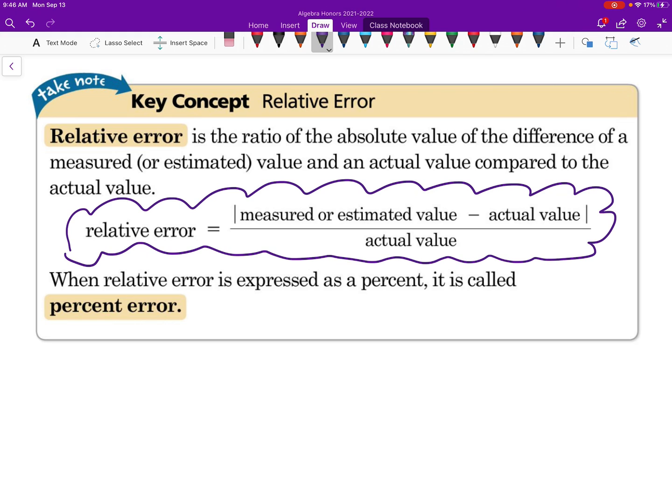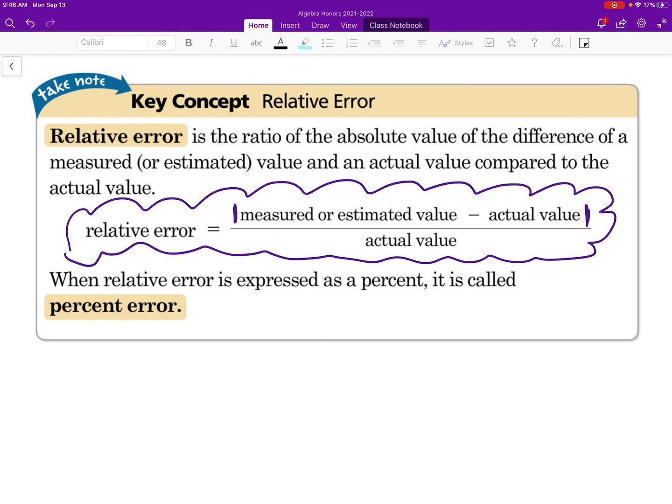Now, we have these fancy little things here. Those are called our absolute value bars. If you just do the biggest number minus the smallest number and then divide by the actual value, then we'll still get that value there, okay? So then we're going to take that relative error and we'll turn it to a percent. So then we'll multiply that by 100.